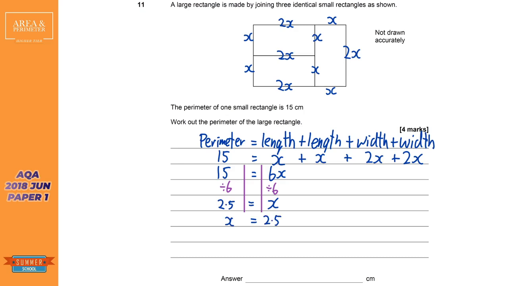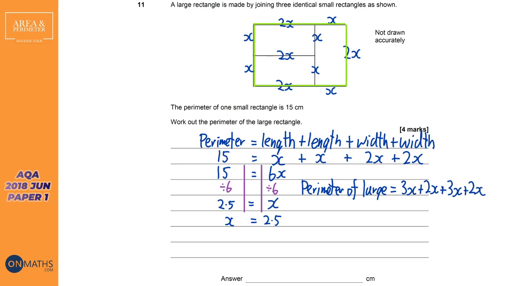Right, so let's work out the perimeter of the large rectangle. So going around nice and easily. So we've got 3X there, 2X there, 3X there, 2X there. So perimeter of large equals, and then we've got 3X plus 2X plus 3X plus 2X, which is 6, 8, 10, so it'd be 10X.